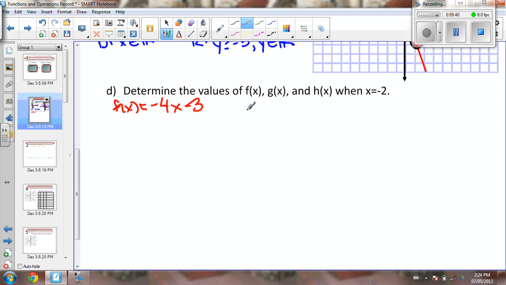Our g of x equals 2x squared. And our h of x equals 2x squared minus 4x minus 3. Okay, so they want us to evaluate at these points. There's two ways we can do that.